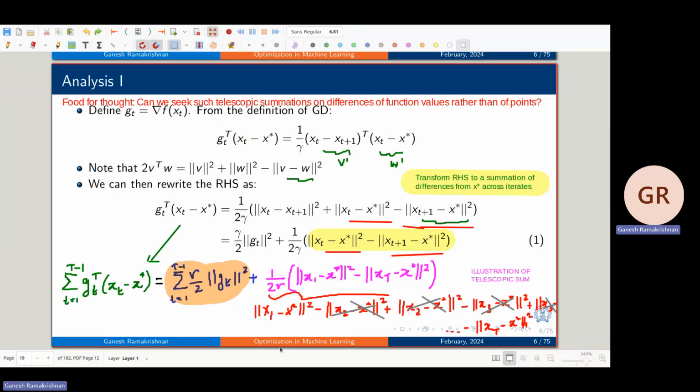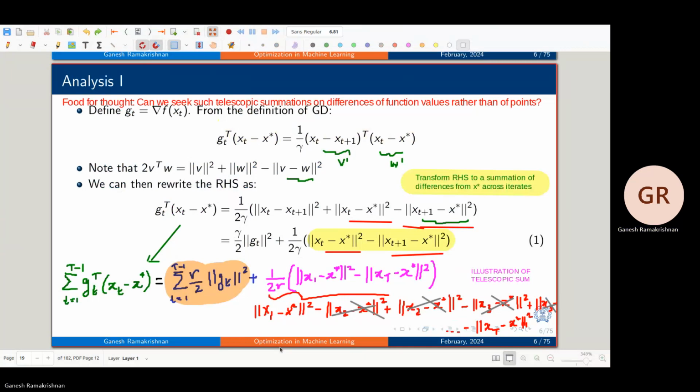Okay, when you do telescopic summing, you find that this xt minus x star and xt plus 1 minus x star, which have different signs, in subsequent expansions, get cancelled out. One point to note is, what should be your start and end index? Where do you sum from and where do you end?